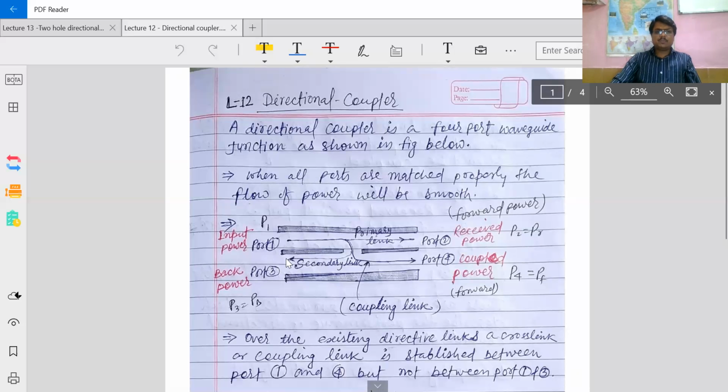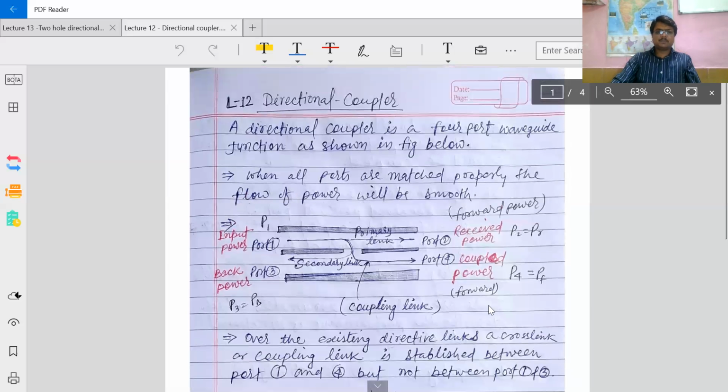So what should be the power at port 3? The power at port 3 ideally should be equal to 0. A certain amount of power should be coupled at port 4 and the rest of the power will go to port 2. So if power is given from port 1, power will go to port 2 and 4 but not to port 3. Okay, this is the definition of a directional coupler.